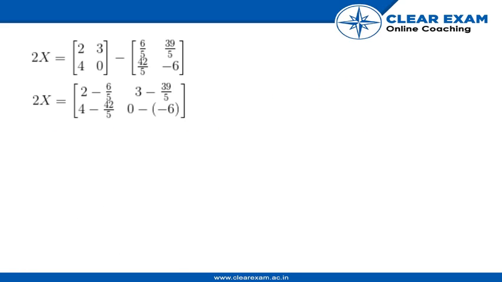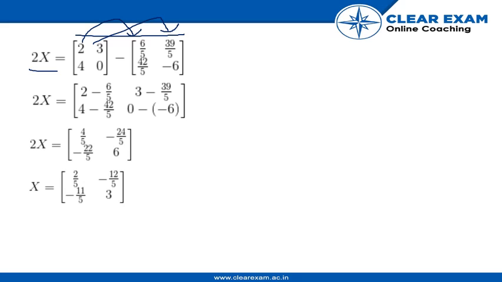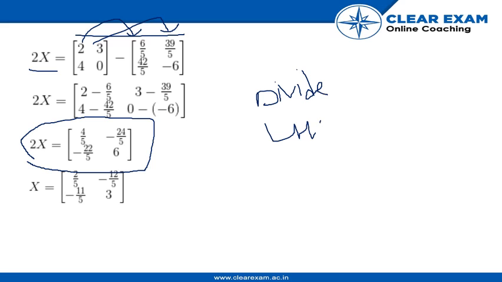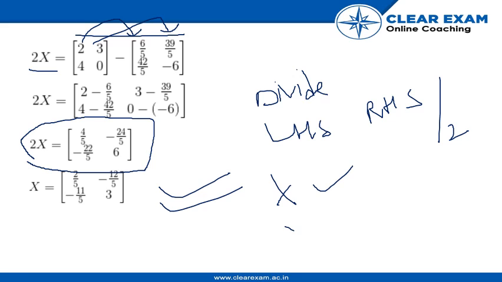So what do we get? We get our 2x here, and on the RHS we have two matrices that are to be subtracted. So their corresponding elements will be subtracted. So our next step is that we get our 2x as this. Now how do we get x? We simply divide both sides, LHS and RHS, by 2, and we get our x. So this way we get our x as well as our y. I hope you all got it. Thank you.